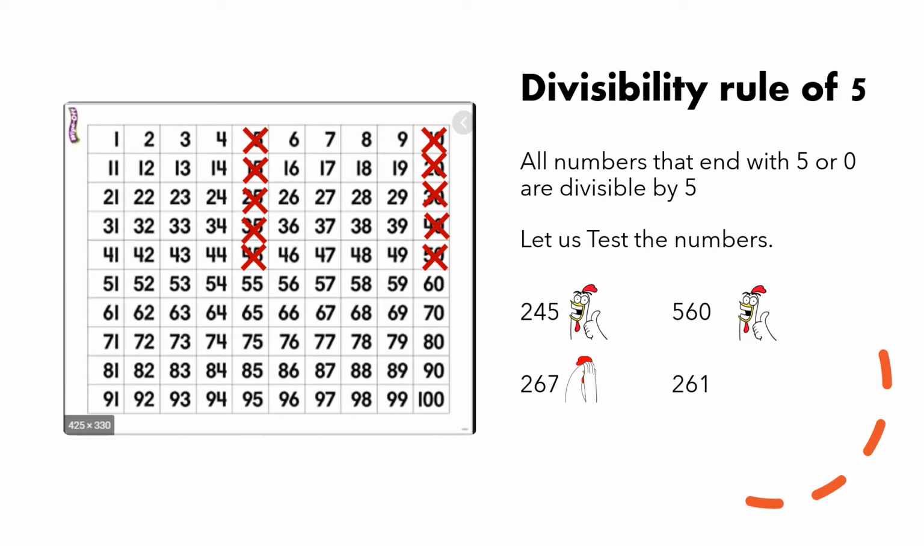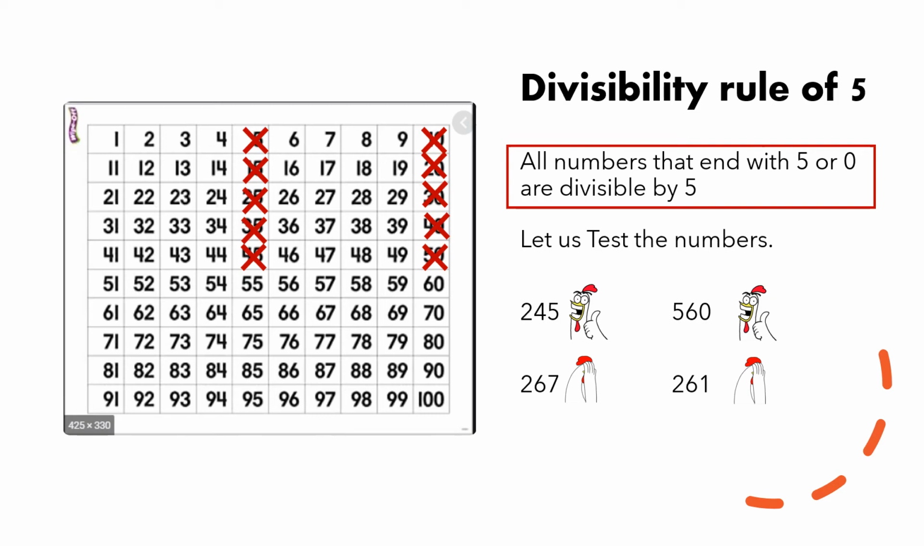Then 261. Can you divide this by 5? Is there a remainder? Yes, we get a remainder of 1. So 261 is not divisible by 5. So what do we see? 245 ends with 5 and it is divisible by 5. 560 ends with 0 and it is divisible by 5 as well. Any other numbers? If we divide by 5, we always get a remainder, which means they are not divisible by 5. So, all numbers that end with 5 or 0 are divisible by 5.